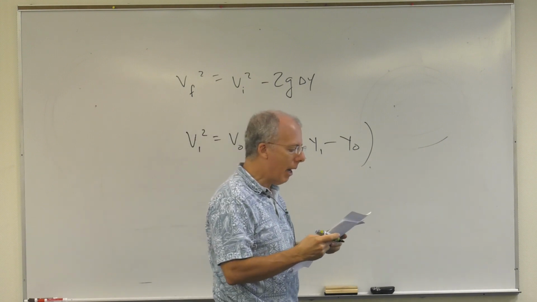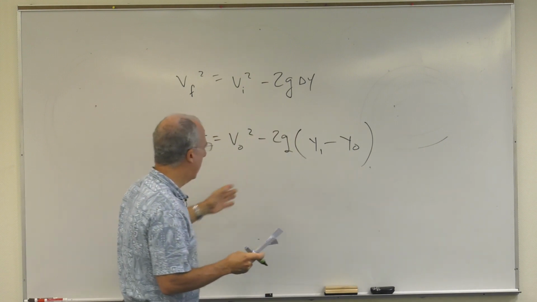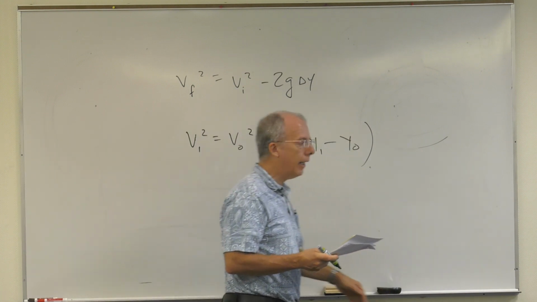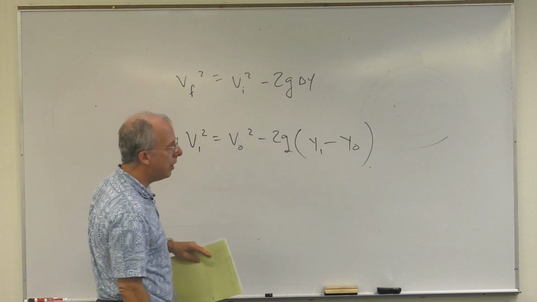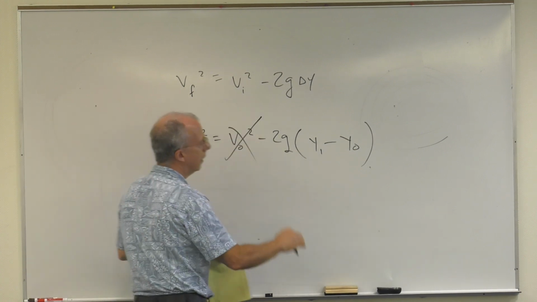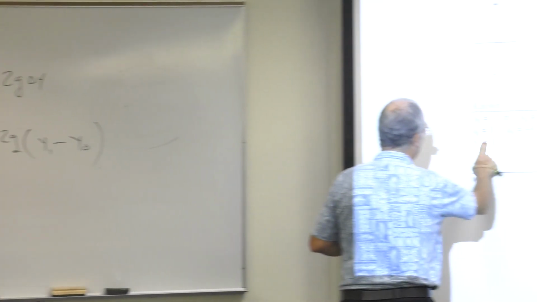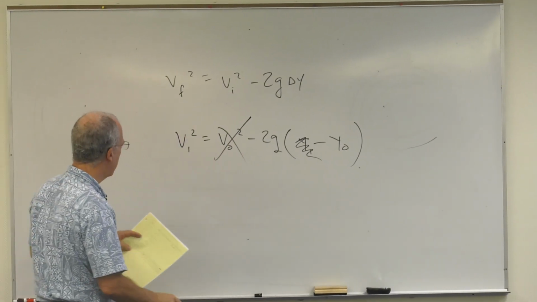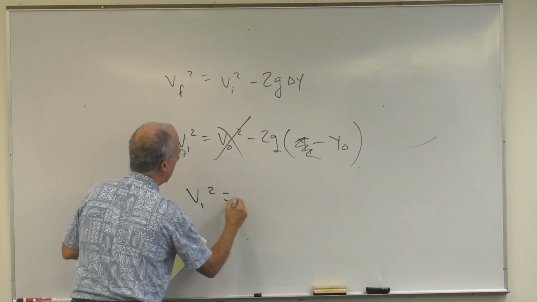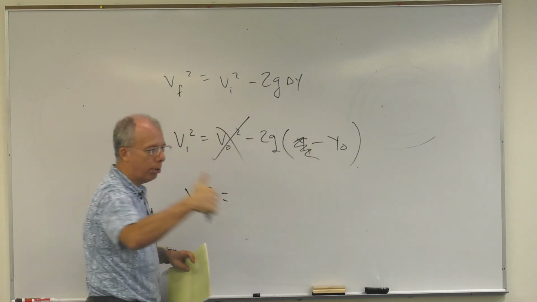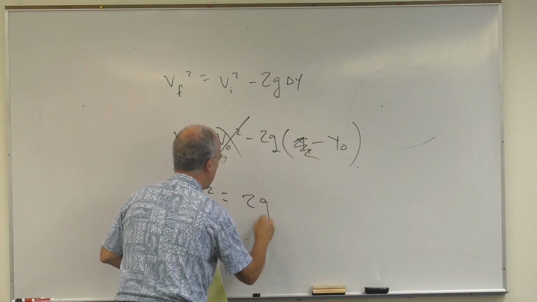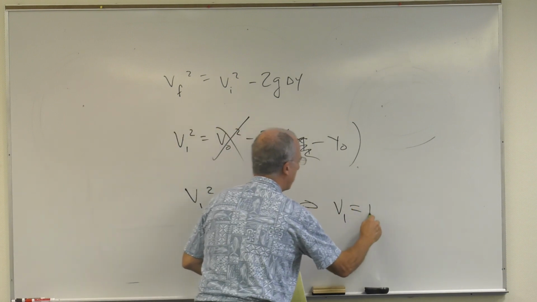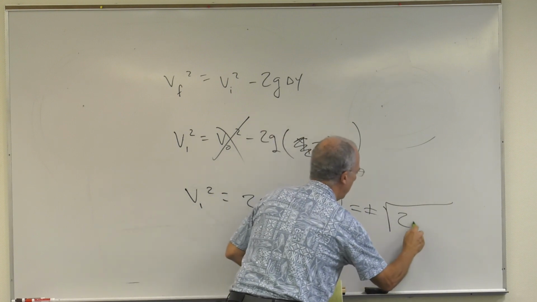All right. Now, what I usually do at this point, anything that's 0, I throw away. So what's 0? Well, y1 is 0. Throw that away. Now I have v1 squared equals minus times a minus is a plus, so I have 2gy0. Therefore, v1 equals plus or minus square root of 2gy0.